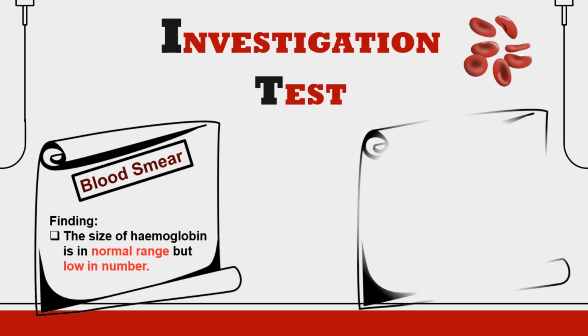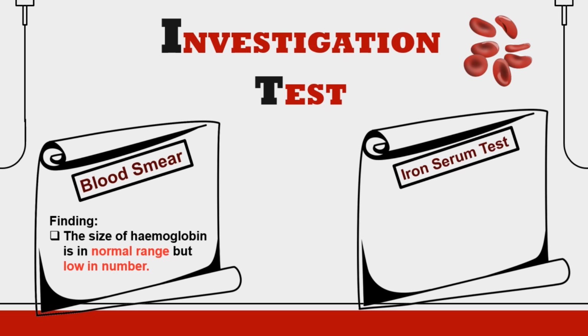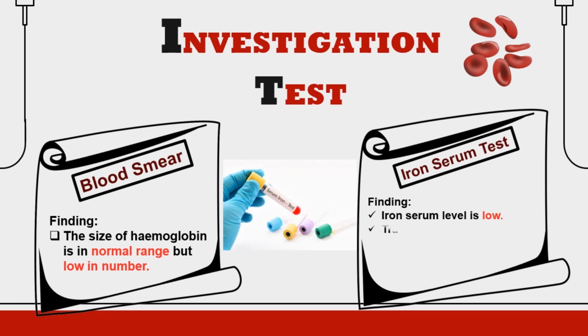Next, we have the serum iron test. The reason why we conduct this investigation is to evaluate abnormalities of iron and the causes of anemia. The findings for this test are that the serum iron level is low, the transferrin saturation is low, and last but not least, the total iron binding capacity or TIBC is high. It is due to the lack of iron in the blood. Therefore, the chance of transferrin to attach to iron becomes high.